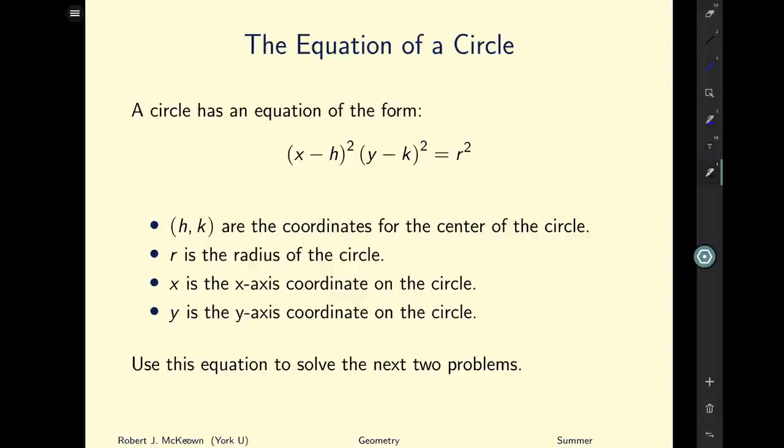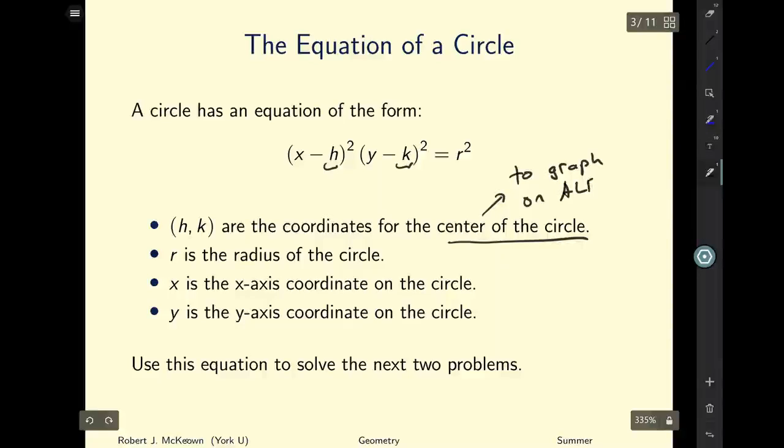What else is very important here are these h and k letters. These h and k letters give us the coordinates of the center of the circle. And the center of the circle is what we're going to need to graph on ALEKS. So we always need to find the center of the circle to graph a circle on ALEKS. And probably, in general, if we want to graph a circle, knowing where its center is very helpful. Now let's take a look at our first question using this equation of a circle.